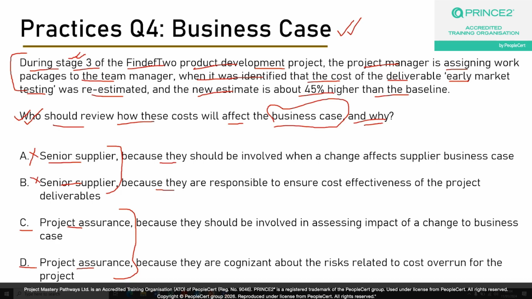As it has been provided to you. So let's look at option A and option B, and let's understand how we can eliminate these on solid reasoning as well. Okay, so option A is saying senior supplier, which is of course incorrect. Okay, let's see the reasoning. Because they should be involved when a change affects the supplier business case.